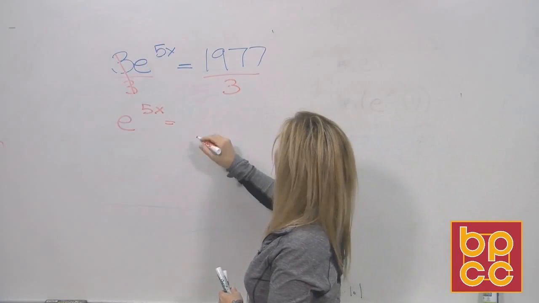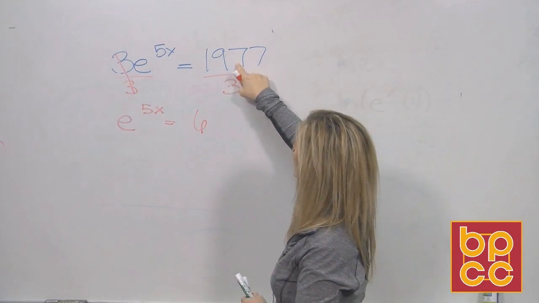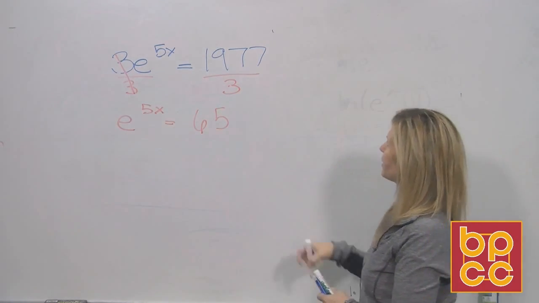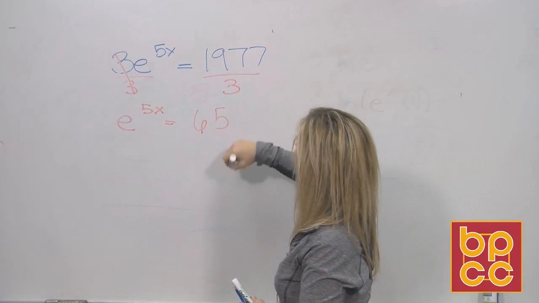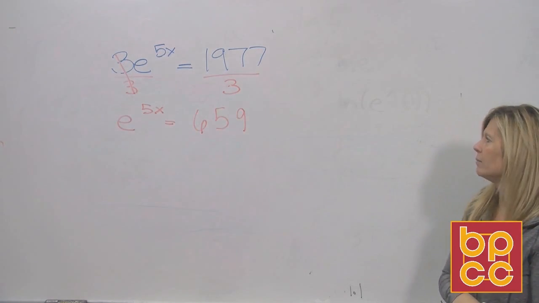3 goes into 19 6 times. That'd be 18 with 1 left over. 3 goes into 17 5 times. That's 15 with 2 left over. 3 goes into 27 9 times. So I divided in my head.